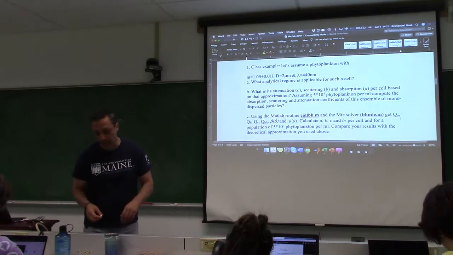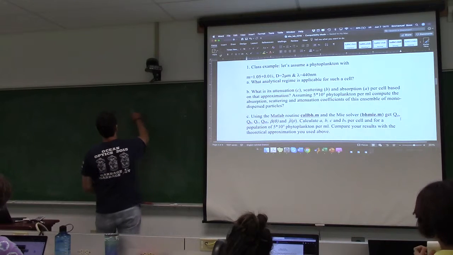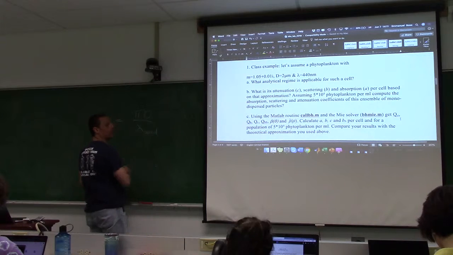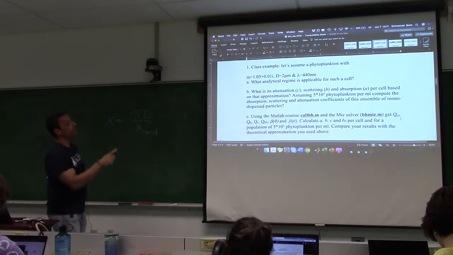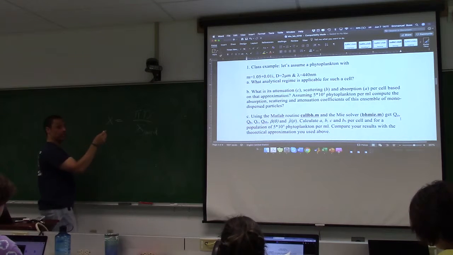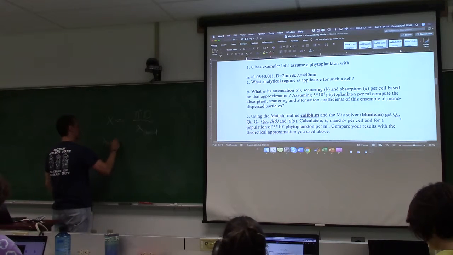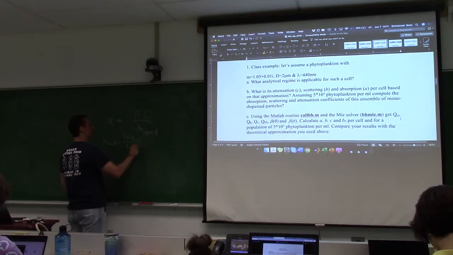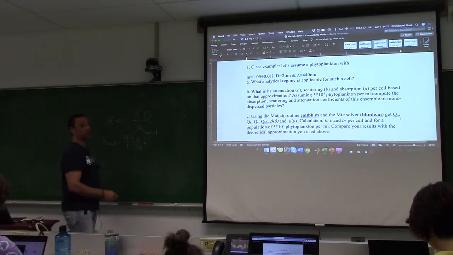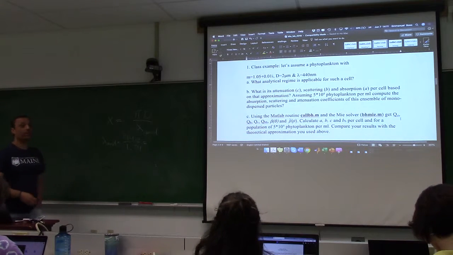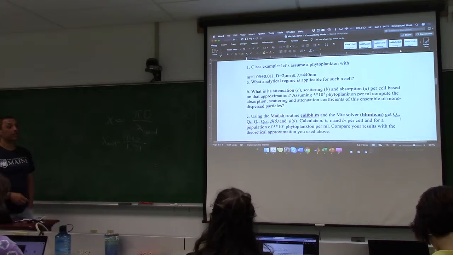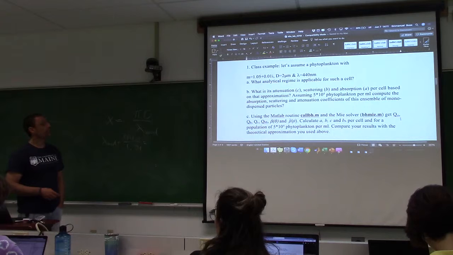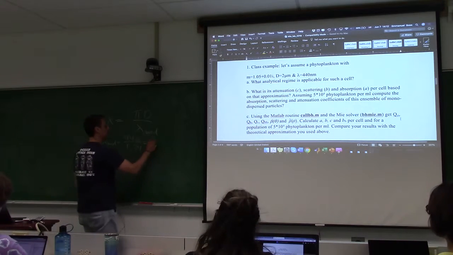What goes into a size parameter? Pi times d over lambda in the medium. Okay, what's my lambda in the medium? It's 440 in air. So lambda medium equals 440 divided by 1.34. What is that equal to? What's the wavelength in the water? 440 divided by 1.34. 328. 328.